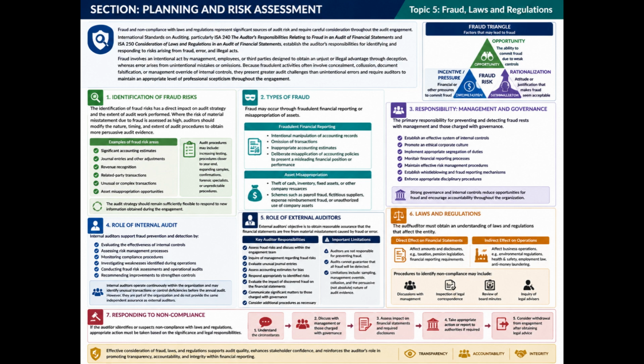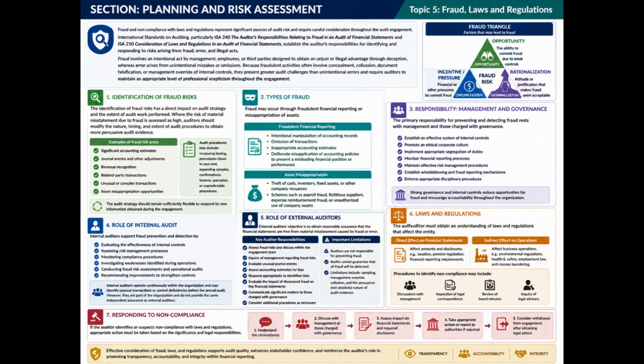The primary responsibility for preventing and detecting fraud rests with management and those charged with governance rather than external auditors. Directors are responsible for establishing an effective system of internal controls, promoting an ethical corporate culture, implementing appropriate segregation of duties, monitoring financial reporting processes, and maintaining effective risk management procedures. Strong governance structures and effective internal controls reduce opportunities for fraud while encouraging accountability throughout the organization.